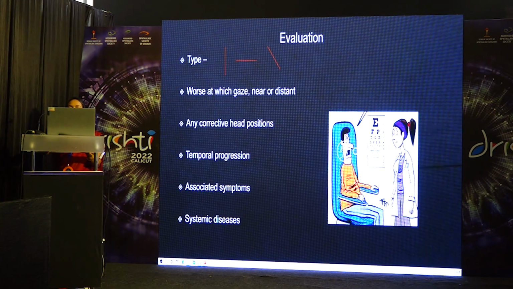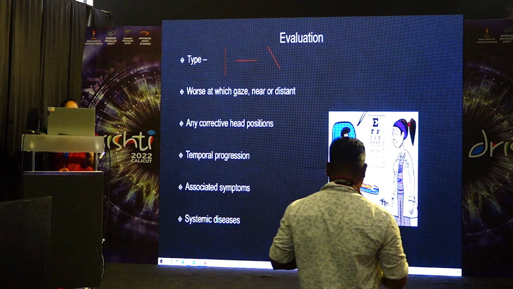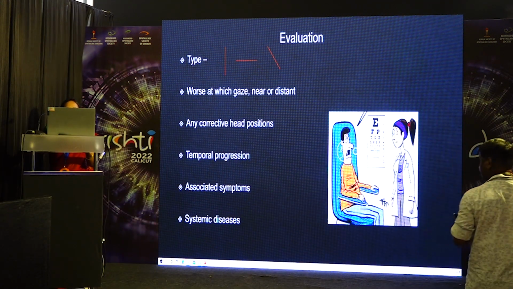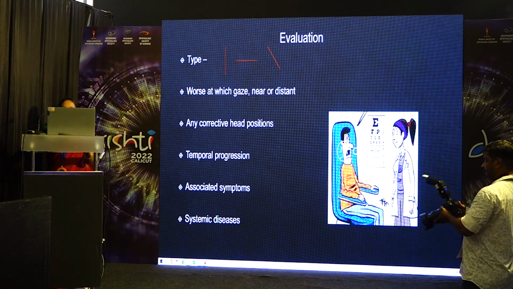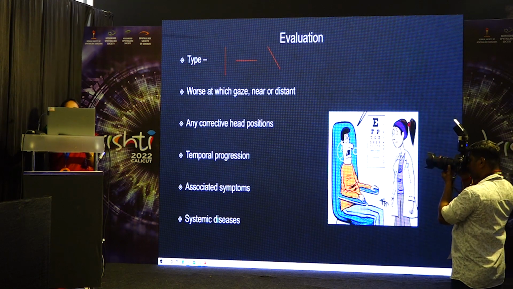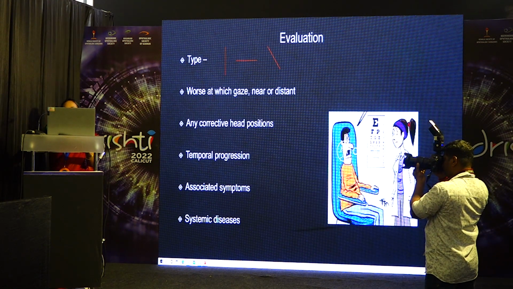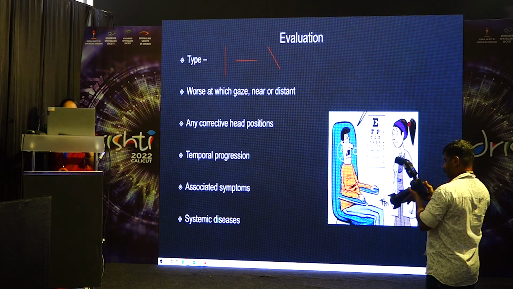During an evaluation, we should get an idea about the type of diplopia, whether it is vertical, horizontal, or oblique, and in which gaze it is worse, near or distant. Is there any corrective head position? What is the temporal progression, whether the patient is having diplopia intermittently, constant, or is there any diurnal variation? And what are the associated symptoms, and whether the patient is having any systemic disease.